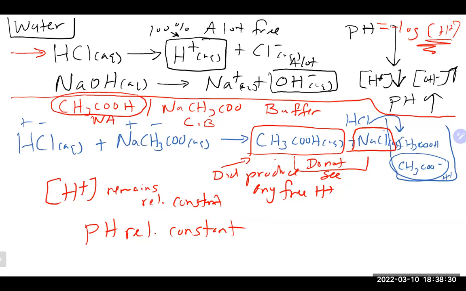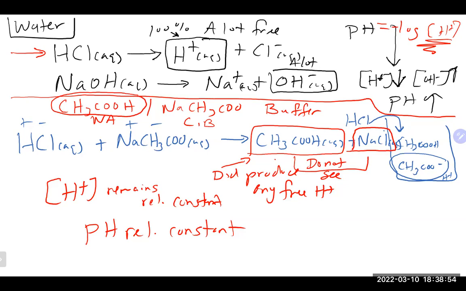I say relatively constant because if you put a pH meter in it and you checked it, the pH would drop. And it would drop because technically you created a little bit more of the acetic acid, which by definition will let a little bit of H plus out, right? So what we end up seeing here is maybe the pH starts at 4.74. Maybe it drops to like 4.6 or something like that.